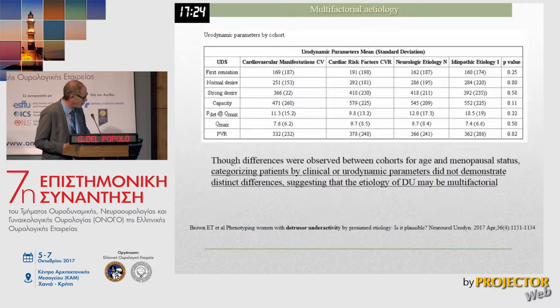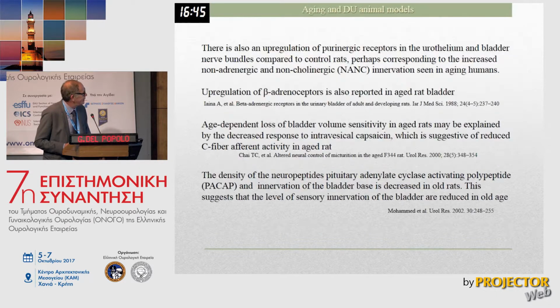So these authors tried to understand if there was a different expression of DU related to different pathologies or diseases. They took people with cardiovascular manifestations, people with cardiac risk factors, neurologic patients, and idiopathic etiology, but they didn't find any difference in the DU expression. This means that it is a multifactorial problem, not just related to one disease.